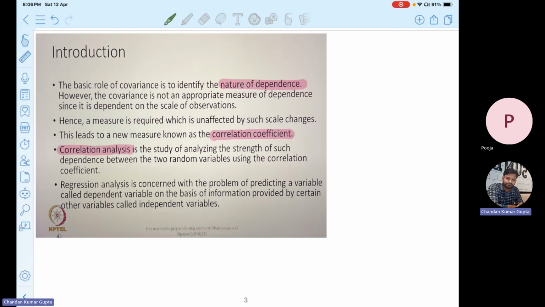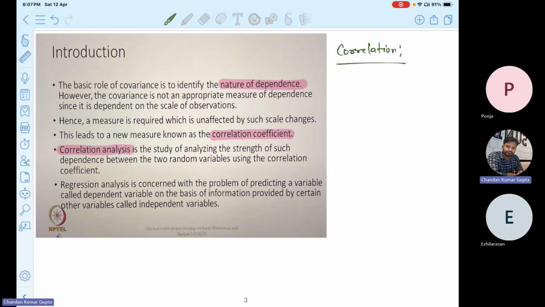So let's start with first, correlation. What is correlation? Actually, correlation means there is a relationship. And which type of relationship is there? There may be two or more variables that are associated with each other, or one variable is dependent on the other variable. So there is some association between those variables, and from there we have the concept of correlation.